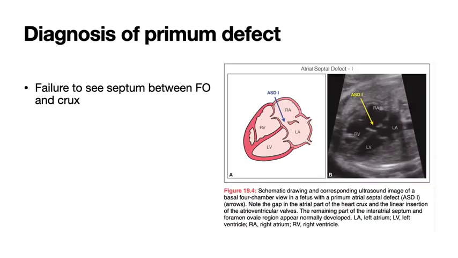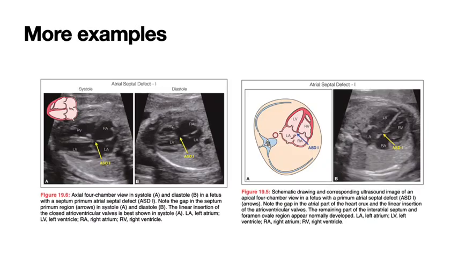Okay, move on. So how do you diagnose a primum defect? Well, if you fail to see the septum between the foramen ovale and the crux. So you either fail to see the septum or that little portion of septum is not continuous. The one over on the right shows that there's an open foramen ovale with a little flap that you can kind of see. Then there is part of the septum, but then there's a gap before it gets to the crux. That is a primum defect.